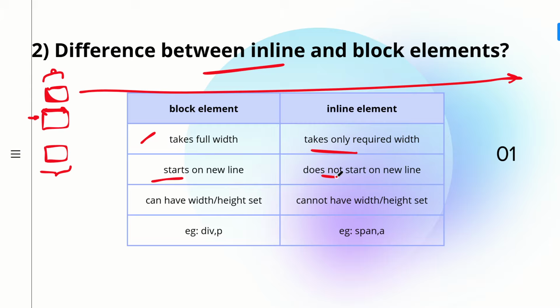Whereas coming to inline element, they do not start in a new line. So if there is space left out, then the inline element will get positioned here. So they will start in the same place, wherever the width is left out, at the same space it is going to start.